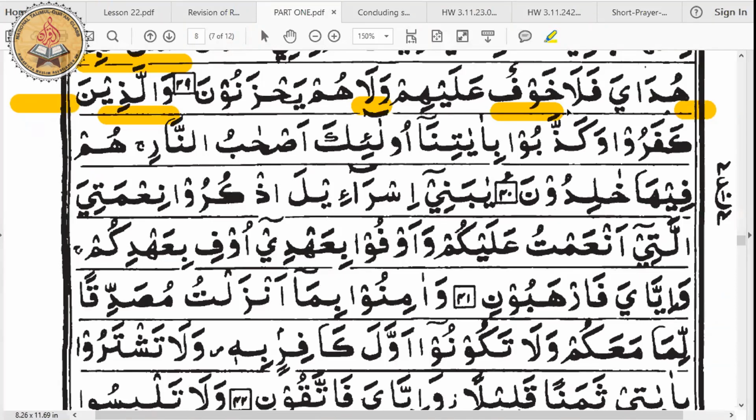Wallazina. Yeah, this one. Can you see the word? Yes. Shall I read and you will follow? So it is kafaru. Kafaru. Yeah, please try the next. Wakazabu. Well done. So just, yeah. Well done.